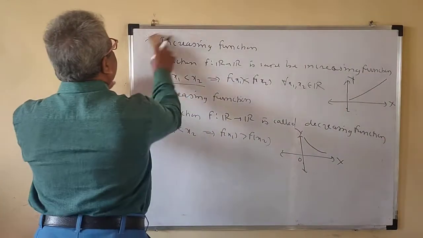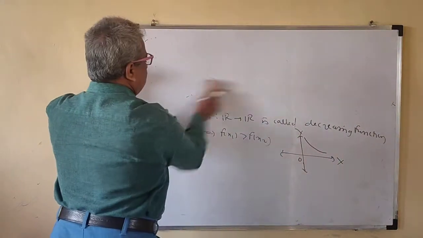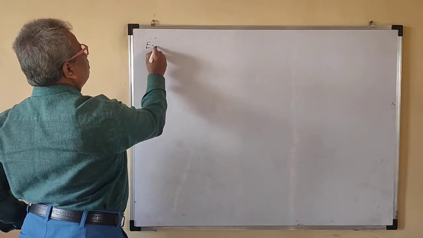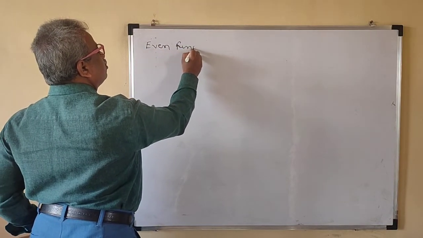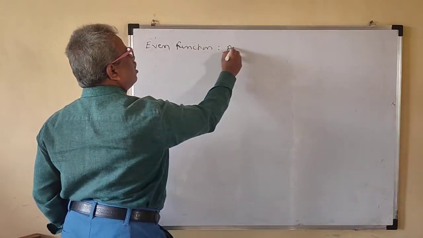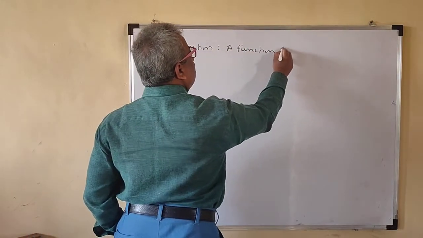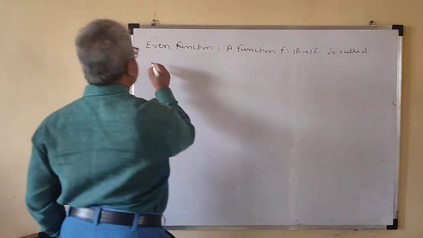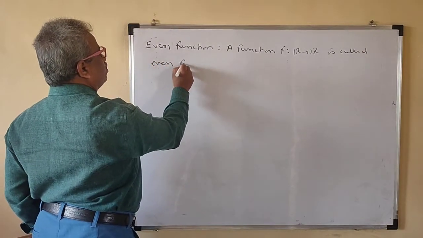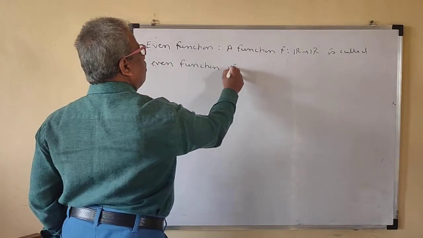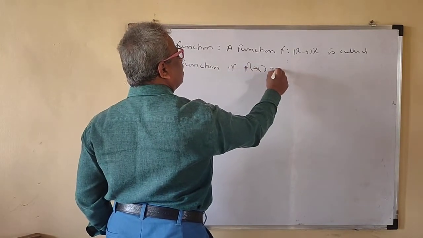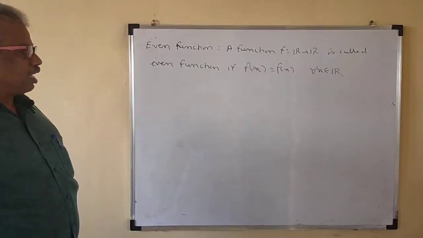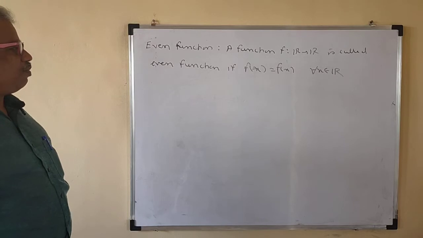Now, even function and odd function. This is the last point, and it is very important now. Even function: a function f from R to R is called an even function if f of minus x is equal to f of x for all x belonging to R. So f of minus x is the same as f of x.